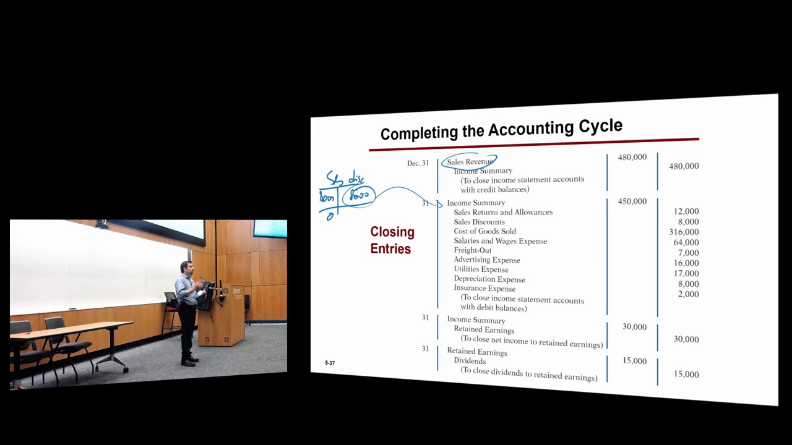So you close the accounts that have normal debit balance, such as expenses, including cost of goods sold, contra revenue accounts. Those accounts will be credited and will be closed to income summary. The last two are like before. You close income summary to retained earnings, and you close dividends to retained earnings. Period. Any questions about this?